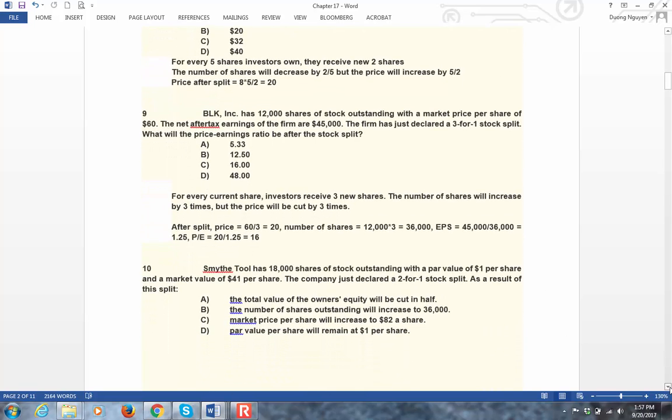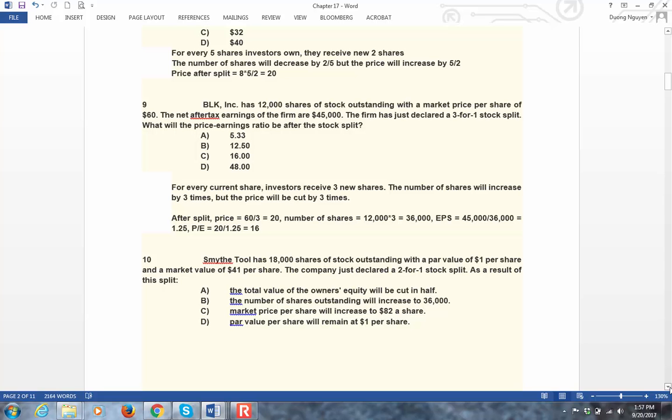Number 9, 12,000 shares outstanding, market price $60, after tax earnings 45,000, 3-to-1 stock split. What is the price earnings ratio after the split? For the 3-for-1 stock split, investors receive 3 new shares for every 1 share they are holding. So the number of shares will increase 3 times, but the price will be cut by 3 times. So the new price will be 60/3, which is 20.